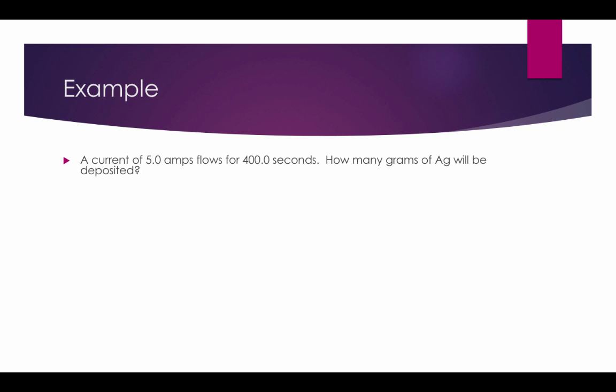Here we're told that a current of 5 amps flows for 400 seconds, and we're asked how many grams of silver will be deposited. Let's start by calculating how many coulombs were moved through the cell. Again, coulombs is amps times seconds, so 2,000 coulombs of charge were moved through this cell while it was running. Divide this by Faraday's constant to convert to moles of electrons, and we find that we've moved 0.0207 moles of electrons through the cell.